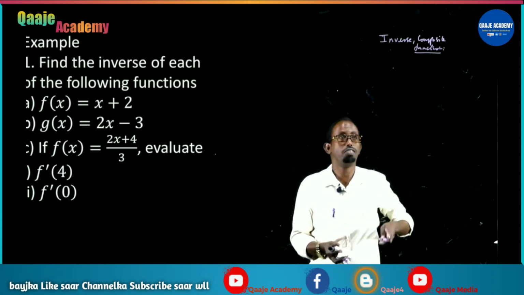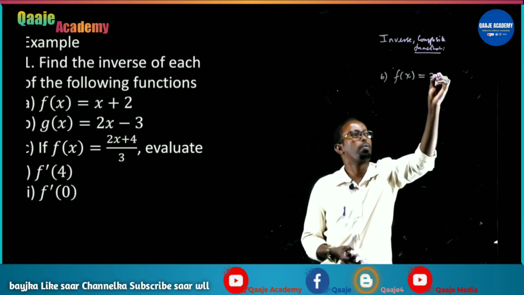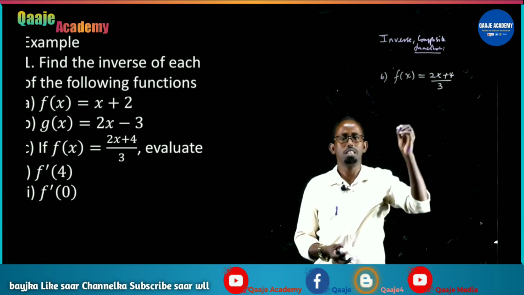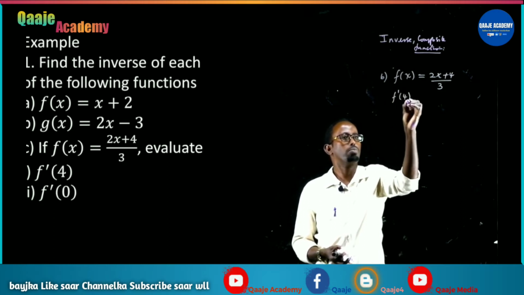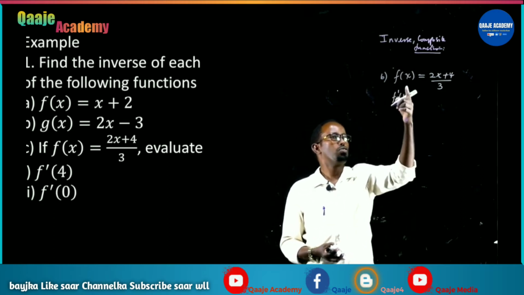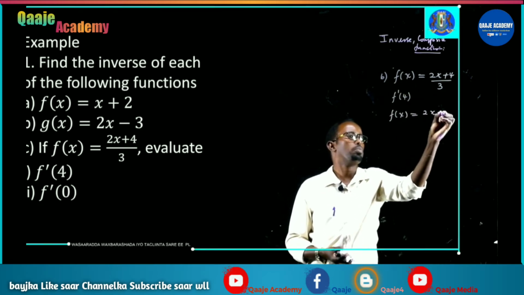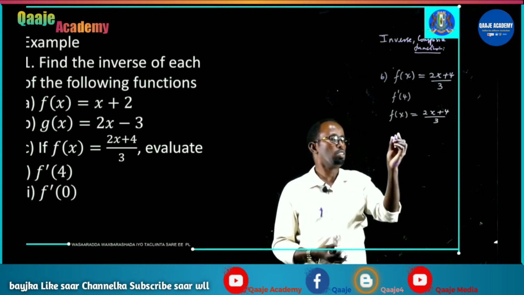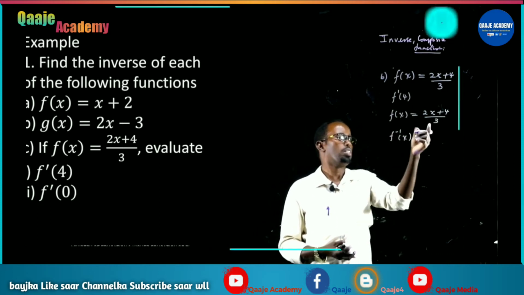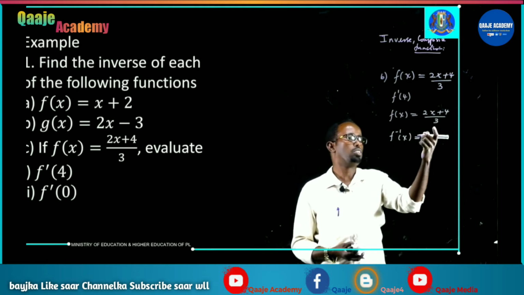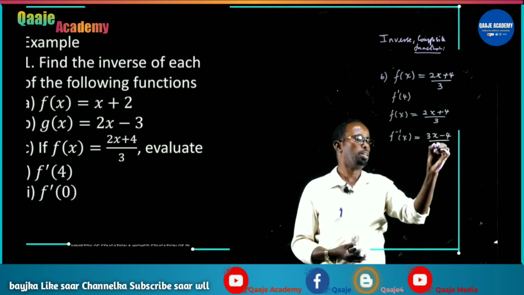Next, f of x, number b, f of x is equal to (2x plus 4) divided by 3. Then you're told to evaluate f prime of 4. First of all, we are supposed to find the inverse of this one. So f of x is equal to (2x plus 4) divided by 3. You find the inverse: the inverse of multiplication is division, and division becomes multiplication. We have 3x, this one becomes minus, and then you divide by 2.